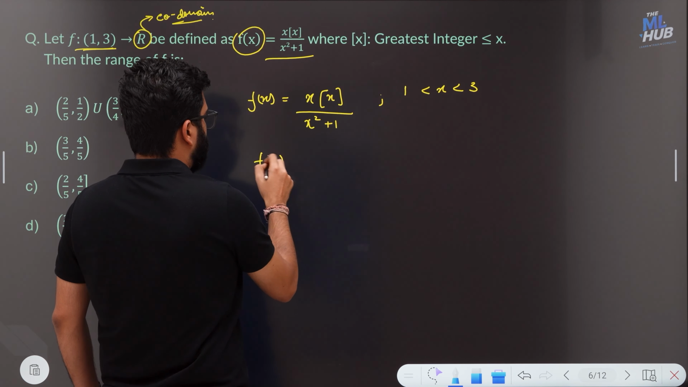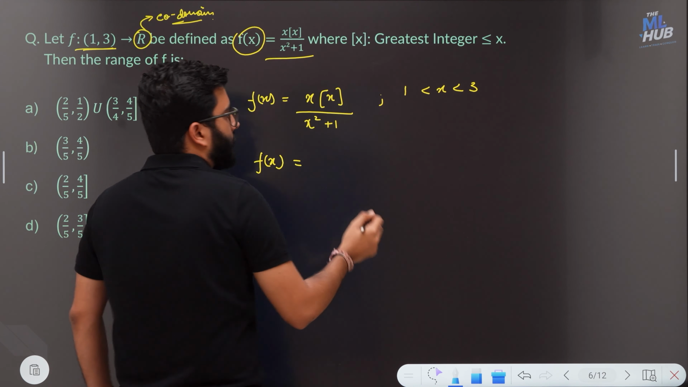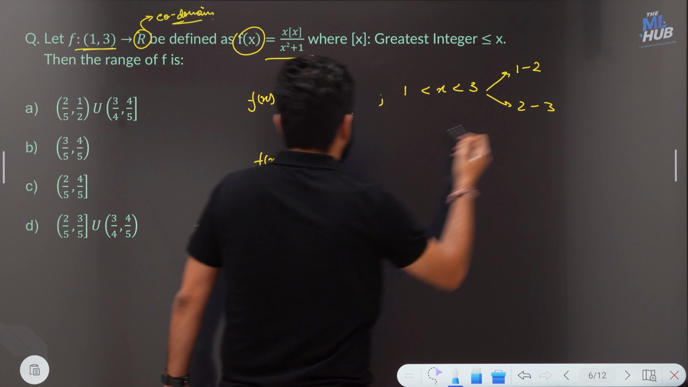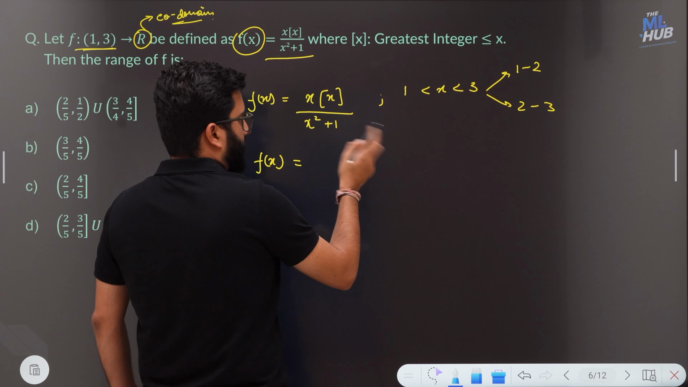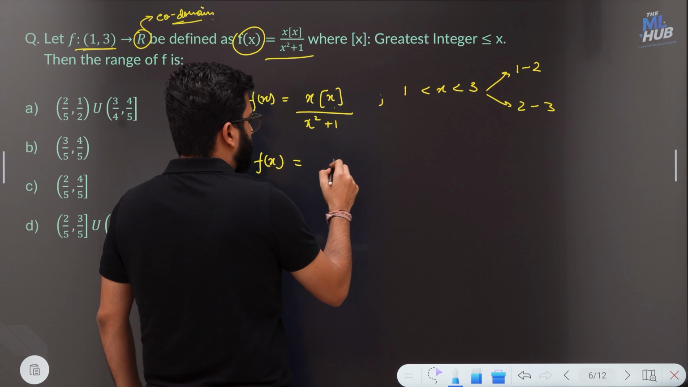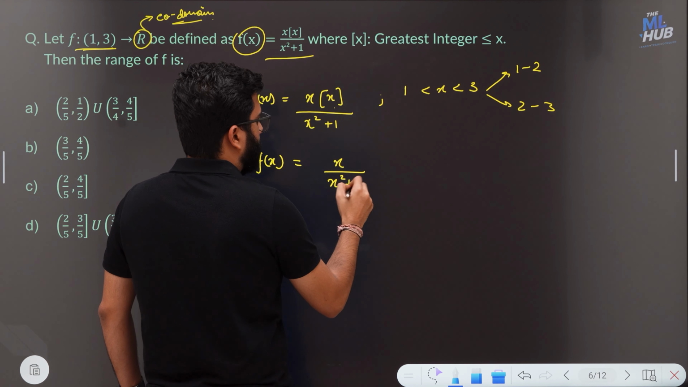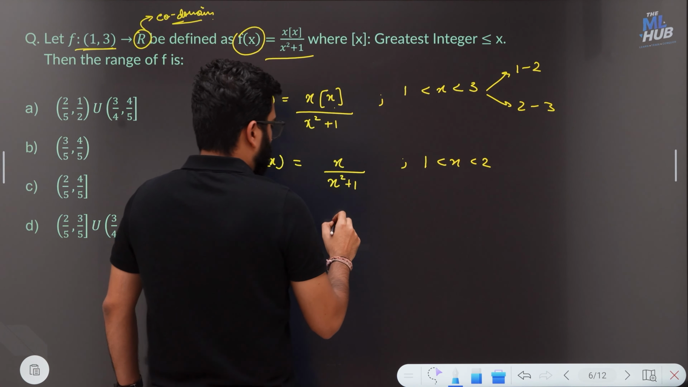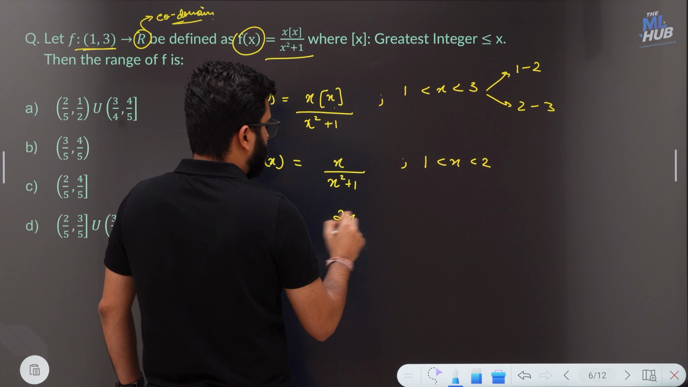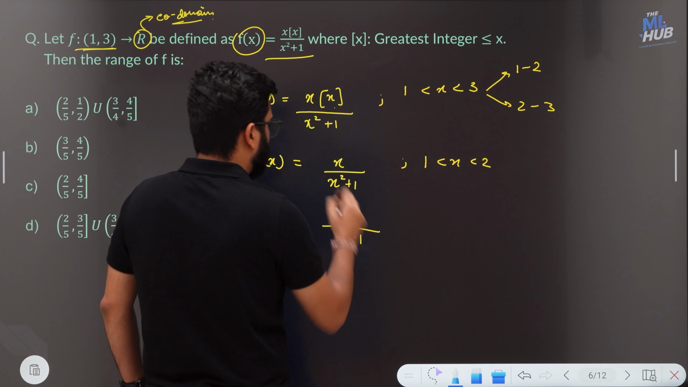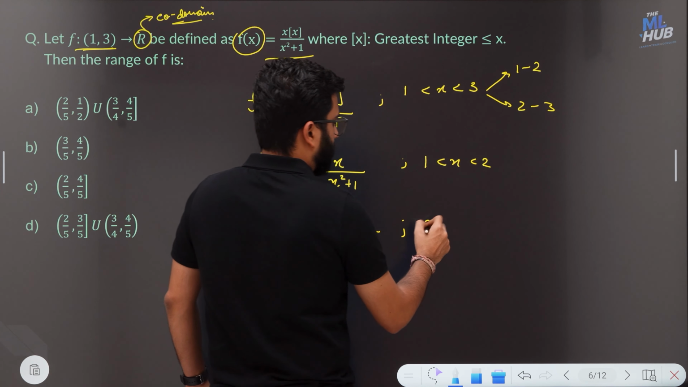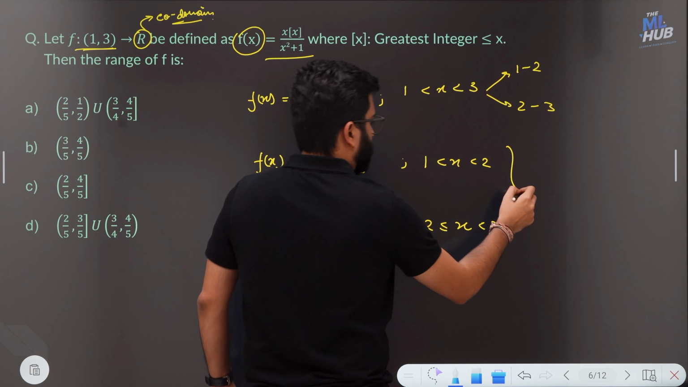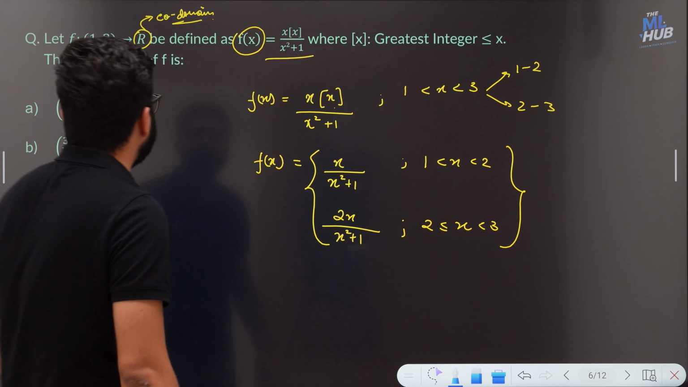So f of x we'll split into two: first 1 to 2 and then 2 to 3. If x is from 1 to 2, the greatest integer function will always be 1, so it will be x divided by x square plus 1. Or else it will be 2x divided by x square plus 1 for x greater than or equal to 2 but less than 3. So this is what f of x is given to us.